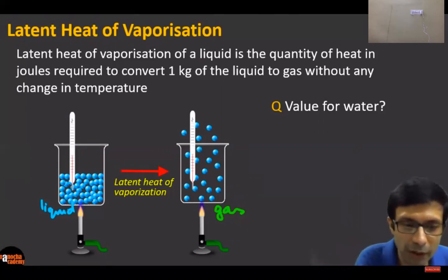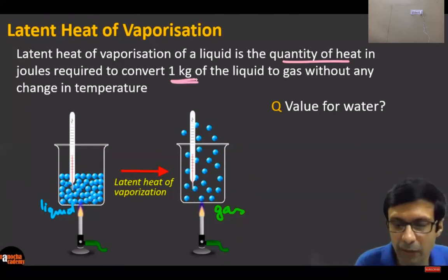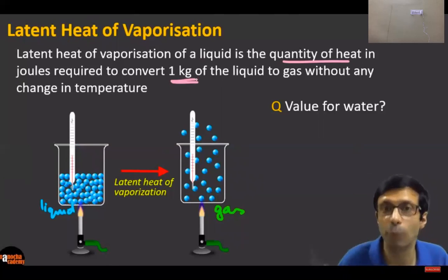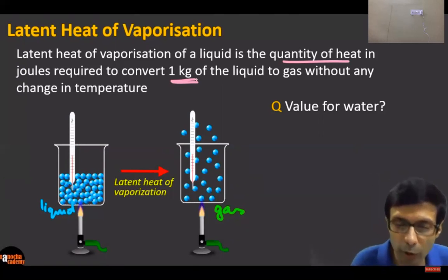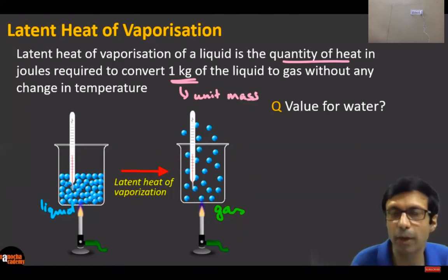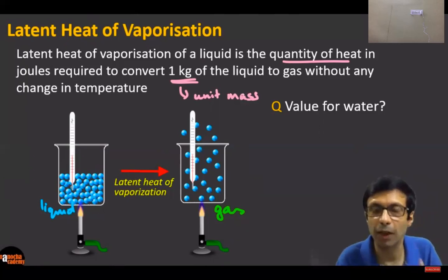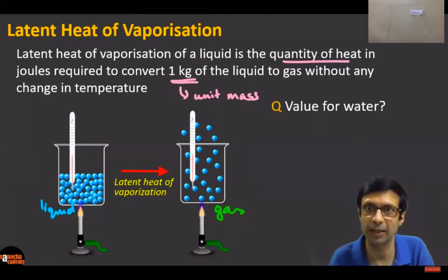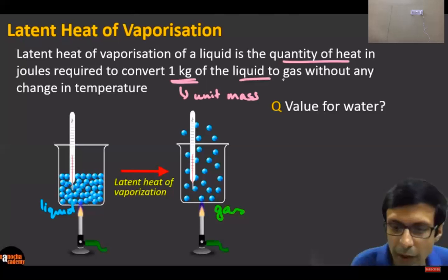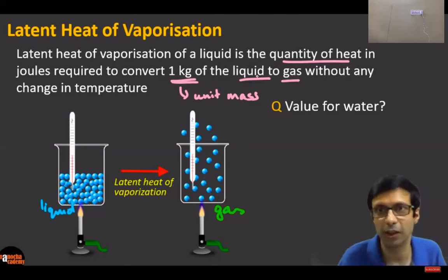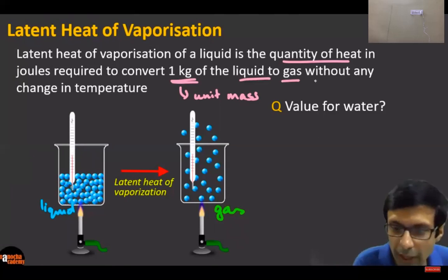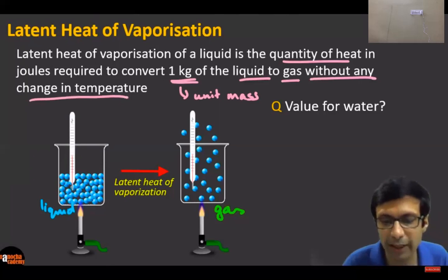And what is the definition of it? The quantity of heat that is used to convert 1 kg. Obviously if you take more water, you need more heat, so we are fixing it to a unit mass, and the SI unit is kg. So 1 kg, converting from liquid to gas without any change in temperature, because during change of state there's no change of temperature. So without any change of temperature, how much heat is needed? That is called latent heat of vaporization.